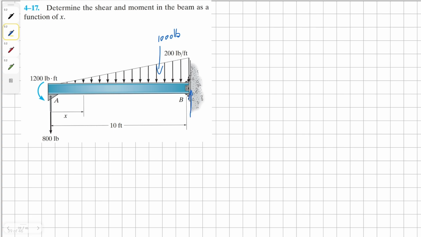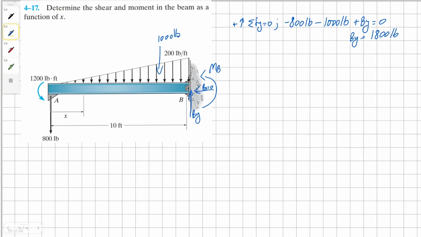And then at B, we're going to have horizontal, vertical, and moment. Horizontal will be 0 for B, because no other force is acting on it. And By we have to still calculate. To calculate for By, all we have to do is sum the moments, and we should have our solution for By. So we're going to have 800 pounds negative 1,000 pounds, positive By, all equals 0. For By, we have our solution as 1,800 pounds.